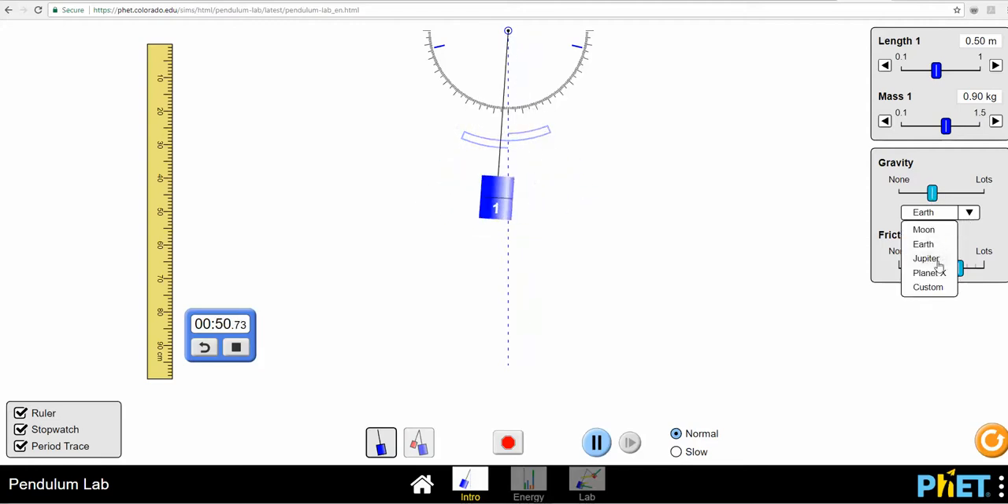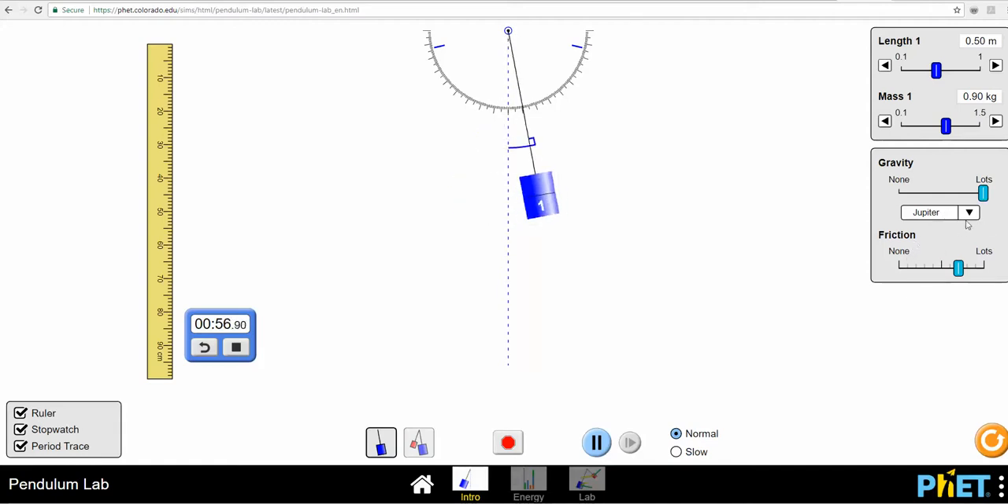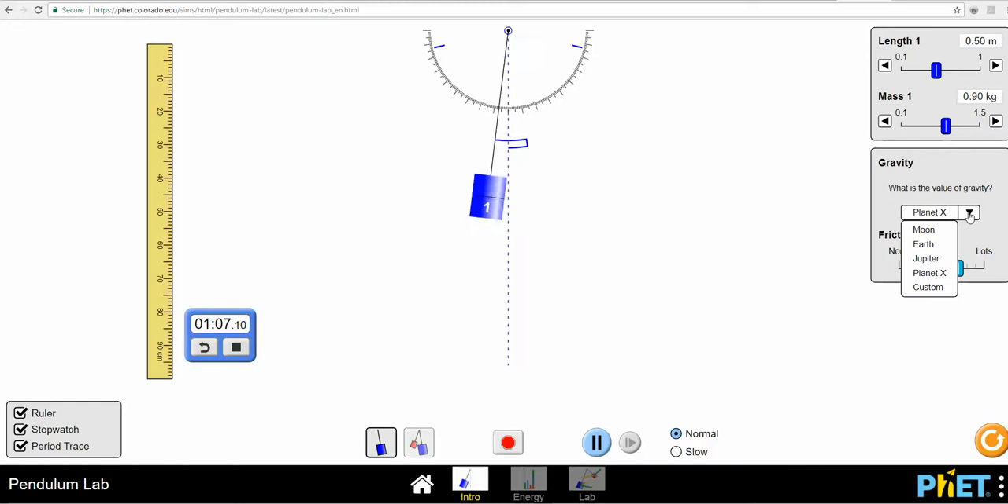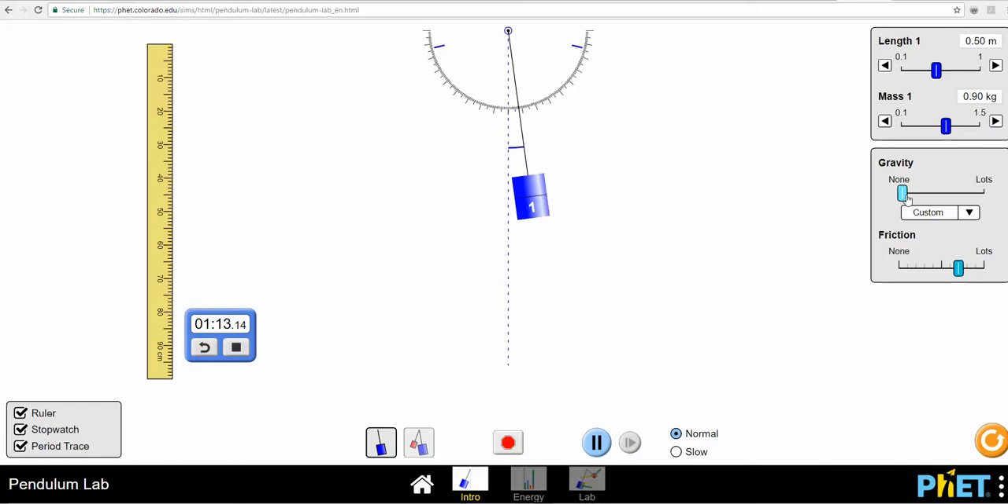Okay, Jupiter. And then you can have a discussion why gravity would be different on these different planets. Has something to do with mass. Okay, planet X. What's the value of my gravity? They're really trying to see, do you understand what planet X is all about? And then custom.